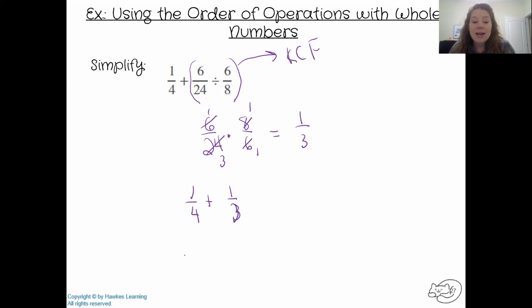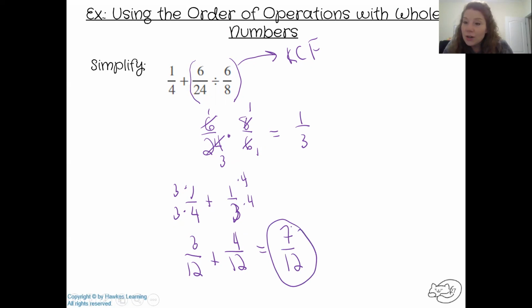And then you have to find common denominators. What times 4 is 12? Times 3. So you multiply the bottom and the top by the same number. What times 3 is 12? It's times 4. 4 times 1 is 4. So then you add those two numbers and you get 7/12. That's your final answer. Or you just plug it straight into your calculator.